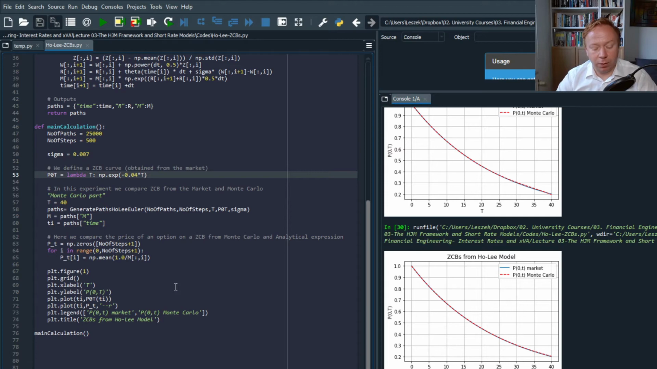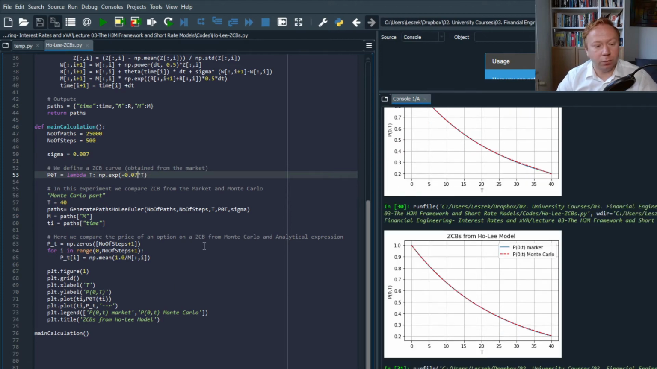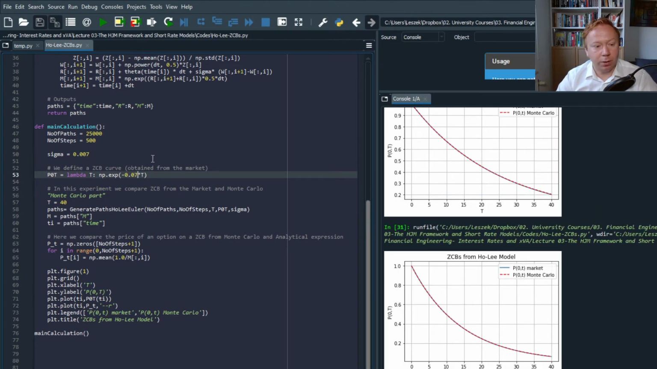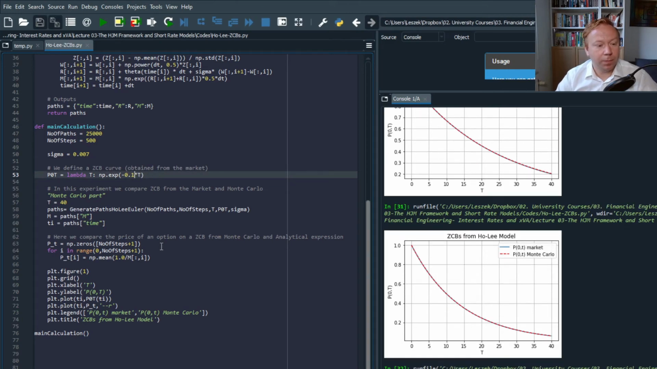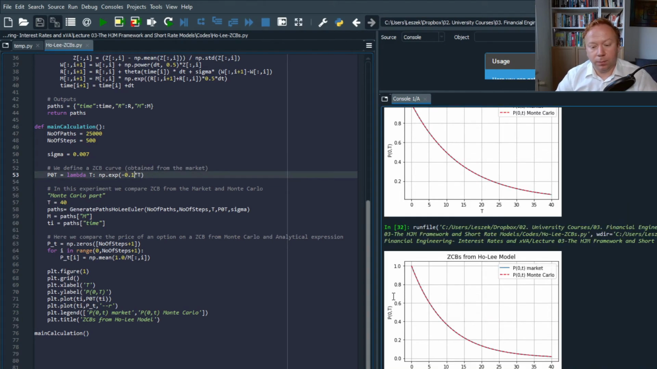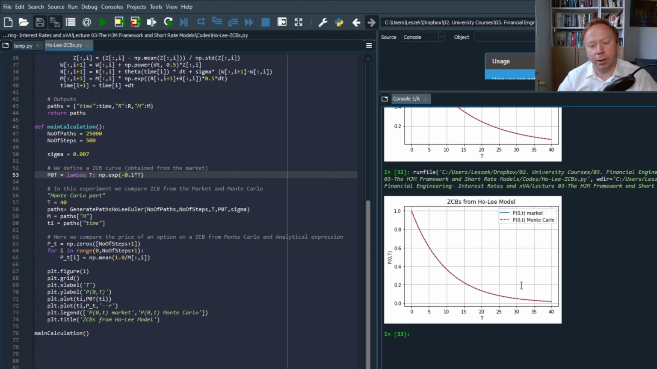If we play with interest rates, so this will be 7% per year. Let me get even 10%. So you see, whatever I choose, change sigma, change interest rate, there is always a perfect match between yield as an input and yield as the output. And that's crucial in those models under the HJM framework.